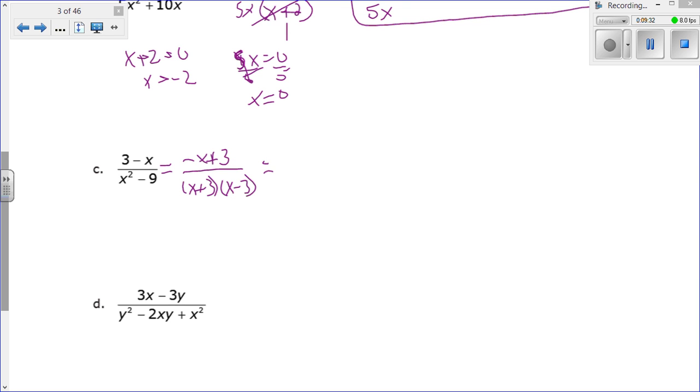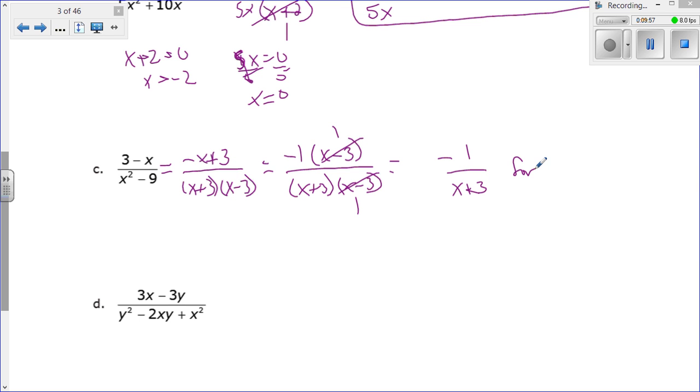So I'm going to factor out a negative 1 in the numerator. So I have negative 1, and if I factor out negative 1, I have x minus 3 because it changes signs. And then x plus 3 times x minus 3. So now they both have an x minus 3 in common that I can cancel out, and I'm left with negative 1 over x plus 3.